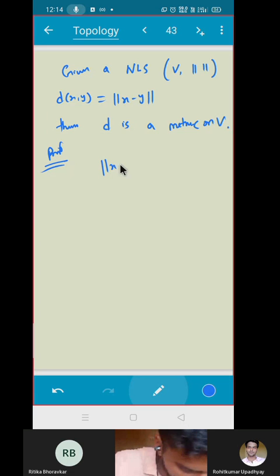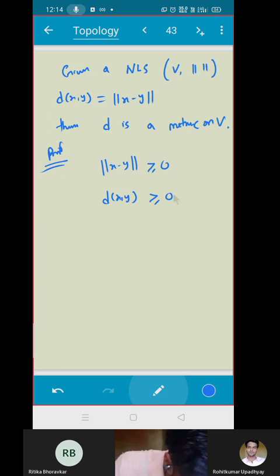So what do we know? Norm of x minus y is greater than 0, so that means d of x comma y is also greater than 0. What next? D of x y equal to d of y x. No, before that, in the first property, there is something else.